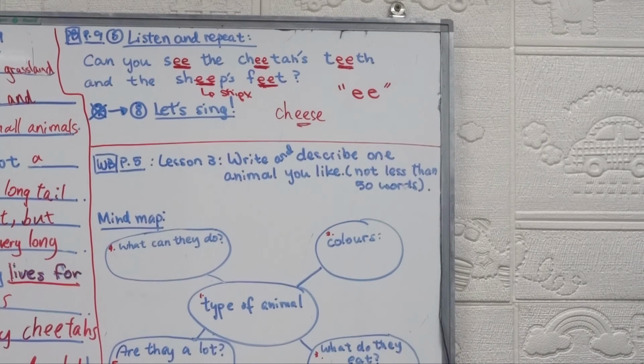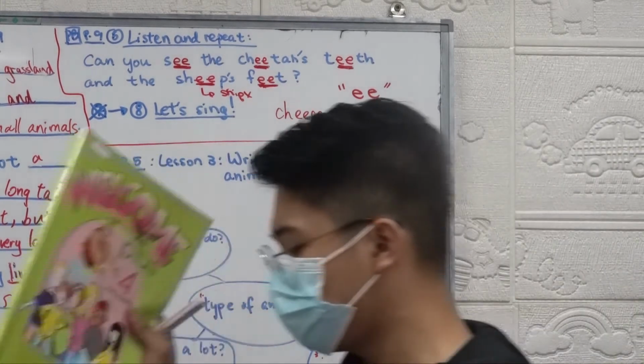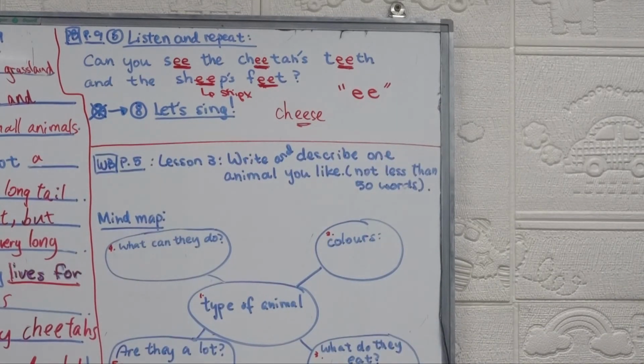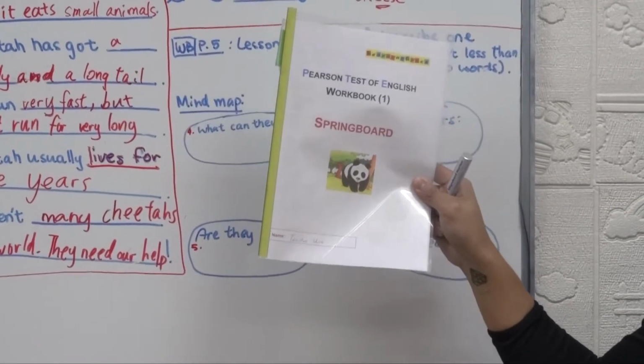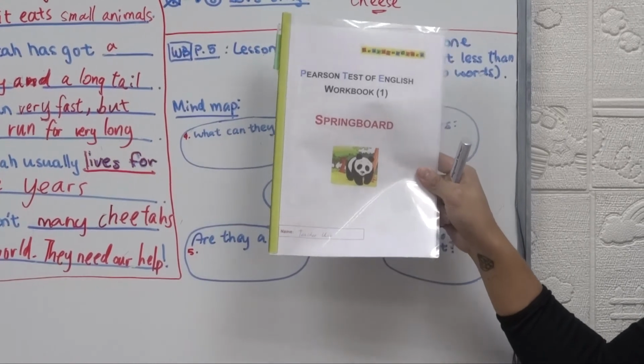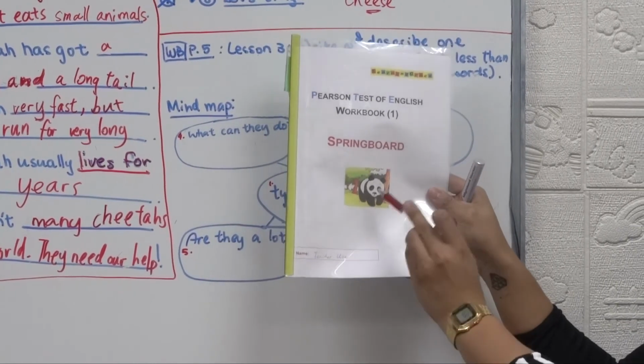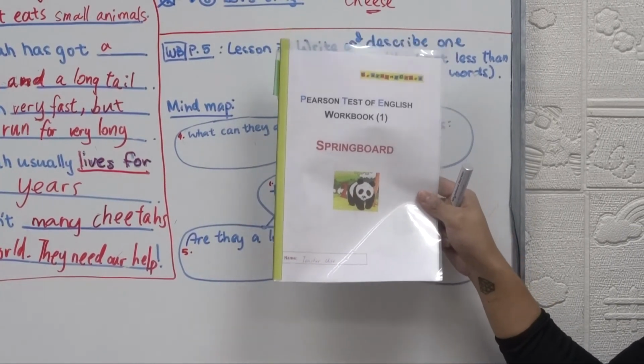Alright, very good. So that's it for today in our pupils book. So now let's take out our workbook, alright? Workbook should look like this. Can you take out your workbook too? Alright, so workbook number 1, Springboard with a panda's face. Make sure it's the correct book.